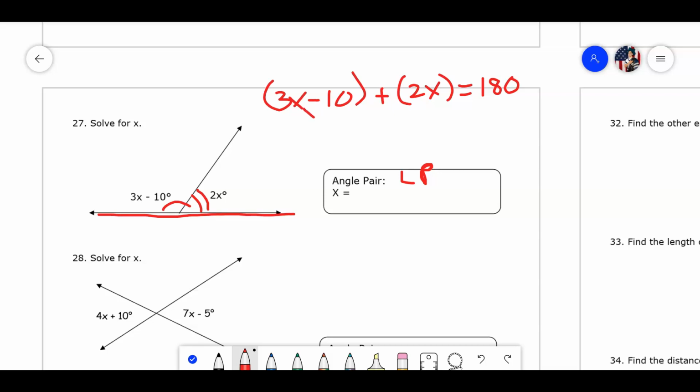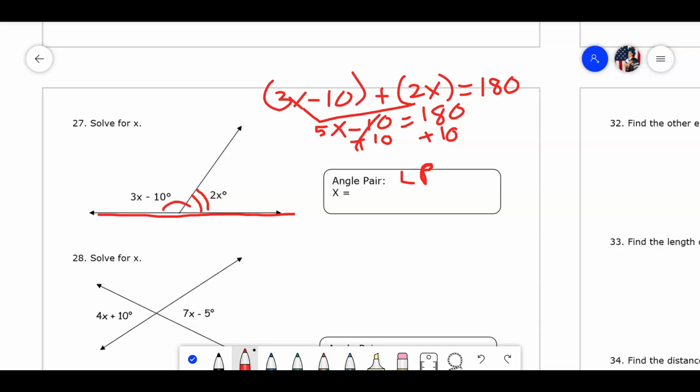Let's combine like terms. 2x and 3x make 5x minus 10 equals 180. And now I've got to solve this two-step equation. X is not by itself. I have a 5 coefficient and I have a minus 10 constant. Remember, I always get rid of that constant, that loner, first. 5 and x are buddies, but the loner minus 10 has to go first. And we always do opposites, and whatever we do on one side, we do to the other. So the opposite of minus 10 is plus 10, plus 10.